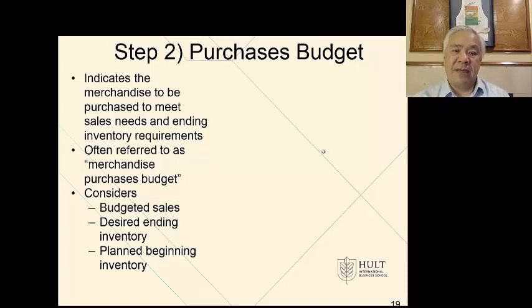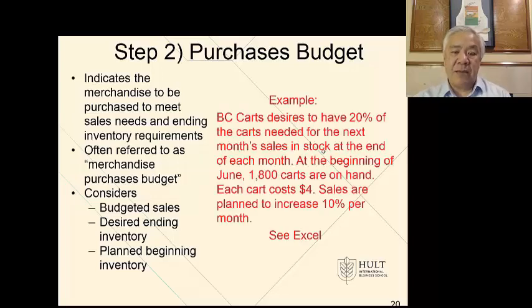And finally, we have some estimates for our beginning inventory, and so we can build up where we began and where we're going to end. In our example, BC Carts has a desire to have 20% of next month's sales on hand at the end of this month. We're going to forecast this month and next month, and the ending point for this month's inventory is based on next month's projection.